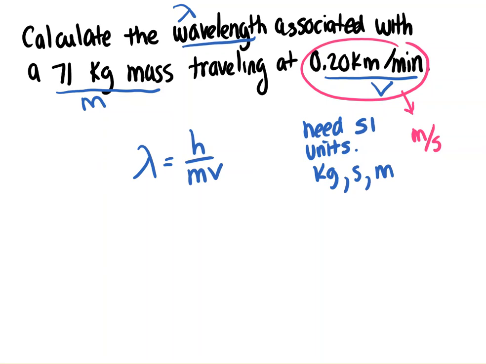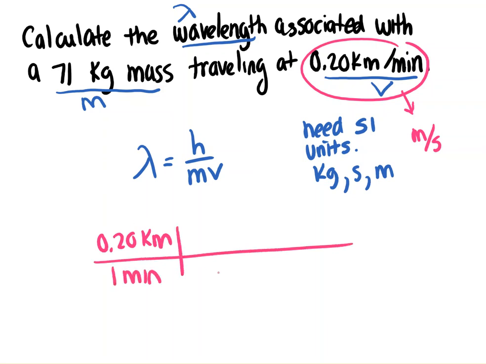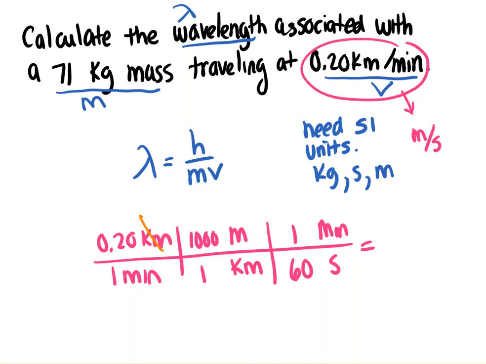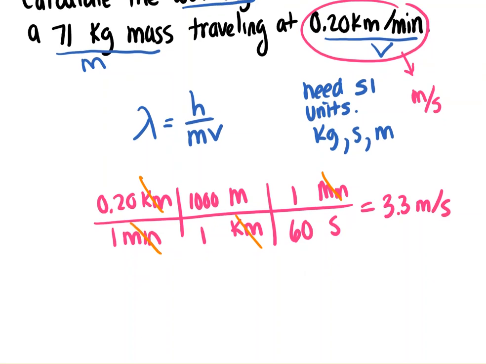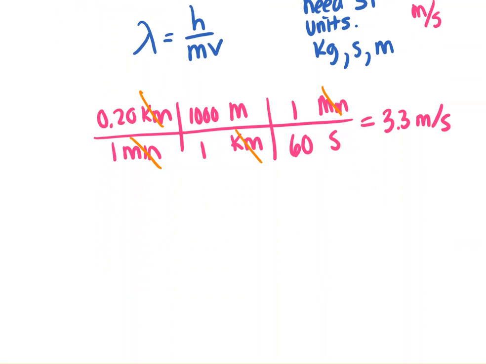So let's convert our speed from kilometers per minute. Okay, and getting everything to cancel there. Okay, and then we're ready to plug in. This is Planck's constant on top.